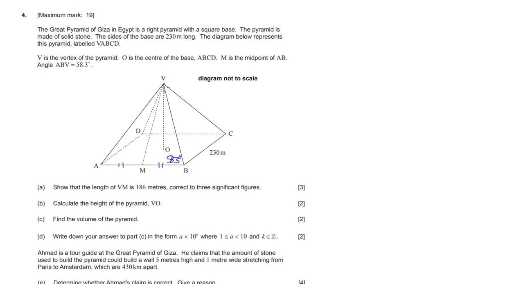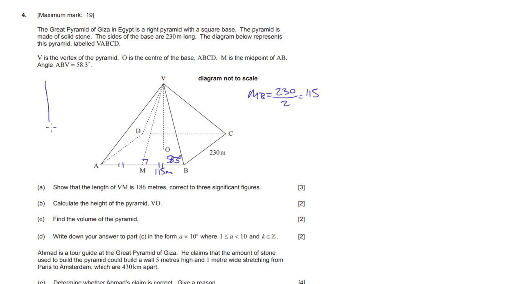Okay, so if we're going to show here that VM is 186, we know that MB is half of 230. So MB equals 230 over 2, which is going to be what, 115? Okay, so we know that this is 115 meters. Let's see, and we're V to M. So what we can do here is we can actually use this triangle right here, because this right here will be a right angle. So we got MB and V.